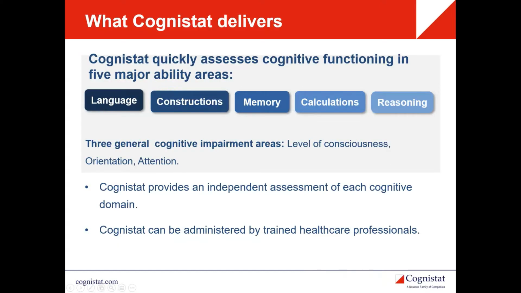Cognistat is a rapid, reliable, and affordable cognitive screening tool that quickly assesses cognitive functioning in 5 major ability areas, such as language, construction, memory, calculation, and reasoning, and 3 general cognitive impairment areas, such as level of consciousness, orientation, and attention. It provides an independent assessment of each of the cognitive domains that was assessed, and it can be administered by trained healthcare professionals such as nurses, speech pathologists, occupational therapists, and medical technicians.